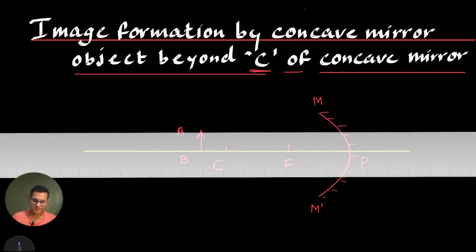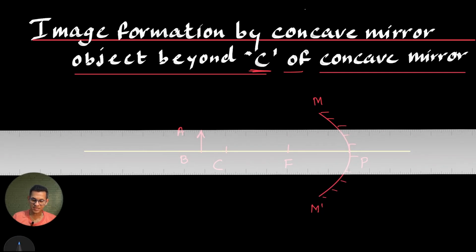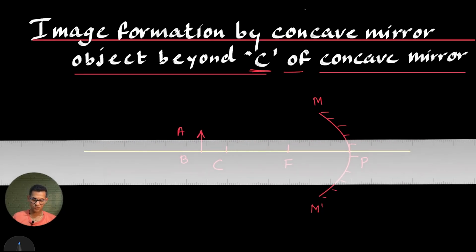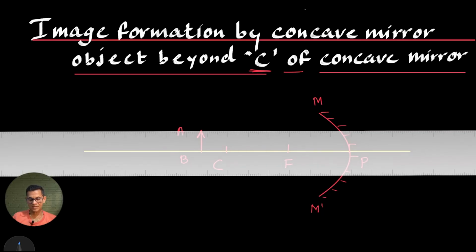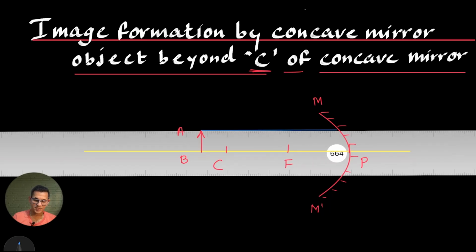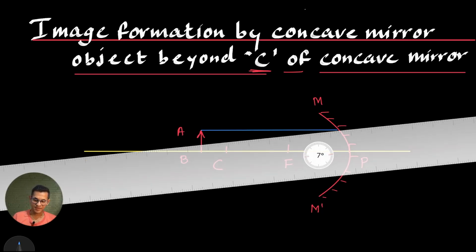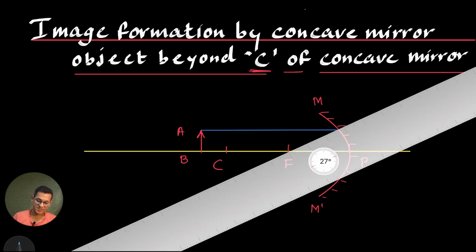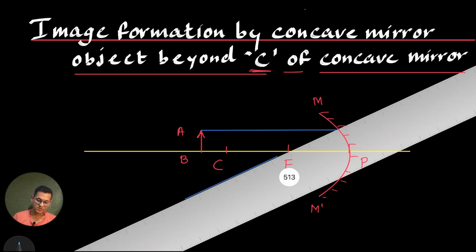The first rule says that if a light ray is traveling parallel to the principal axis, after reflection it will pass through the focus. So you have to start your light ray from the top of the object and hit the mirror. Then, from the point where it has hit the mirror, you have to pass this light ray through the focus, as I've done here.